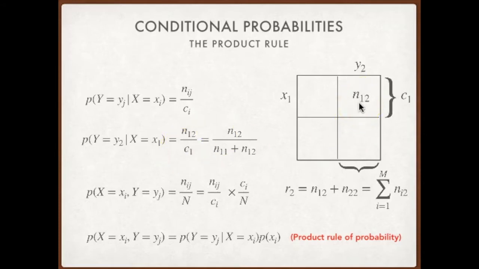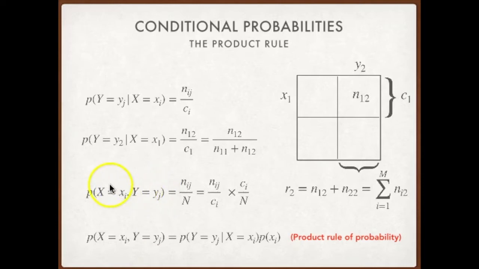Let us elaborate this through our box and fruit example by asking, what is the probability of selecting an orange given you have selected a red box? In this case, we know that C1 is the number of times we will select a red box out of n trials, and out of C1 we select an orange n12 times. Thus the conditional probability of y equals y2 given x equals x1 can be written as the ratio of n12 by C1. Now C1 can further be expanded as the summation of n11 plus n12. So this is the conditional probability.